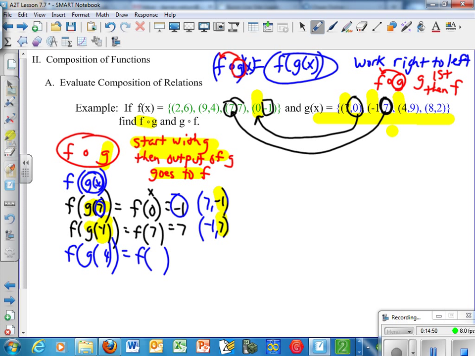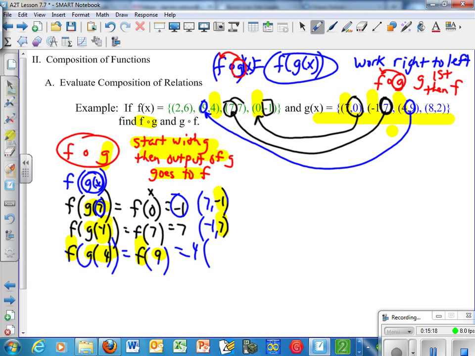Now, g of 4, well, when the x value in g is 4, the y value is 9. So g of 4 is 9. So this g of 4 really means 9, so we're doing then f of g of 4, or f of 9. So if I follow that over here, where does 9 go? 9 is right there, and it outputs a 4.